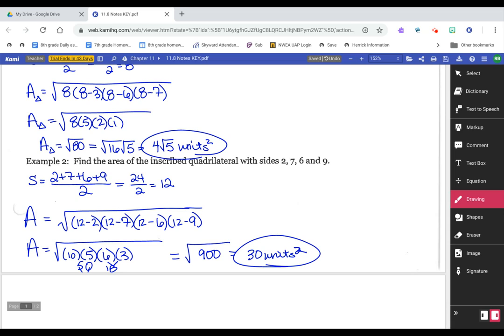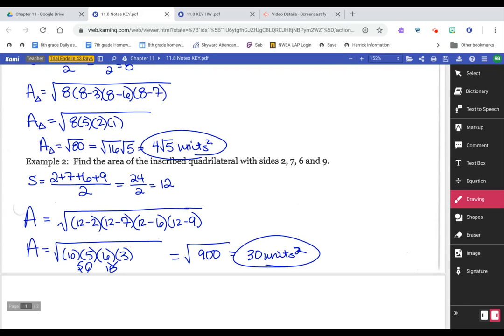So that is very quick notes on how to use both of these formulas. Obviously, your homework questions will challenge you a little bit more. I will have the video answer key uploaded to Google Classroom as well, so you can refer to that.